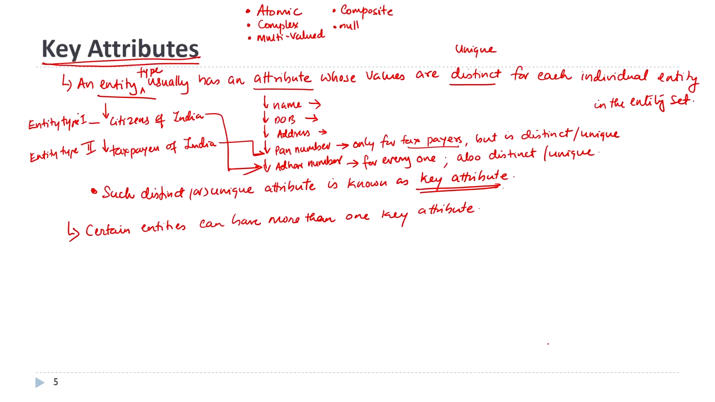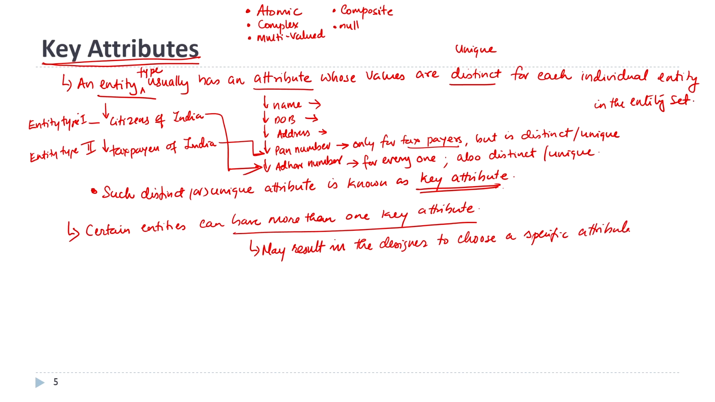All right. So, now the question is, if an entity can have more than one key attribute, what does this entail? It may result in the designer having to choose a specific attribute from the key attributes. This may force you to say, okay, I have so many key attributes, which one will I choose? You may have to end up choosing one, and we need to know what that is.